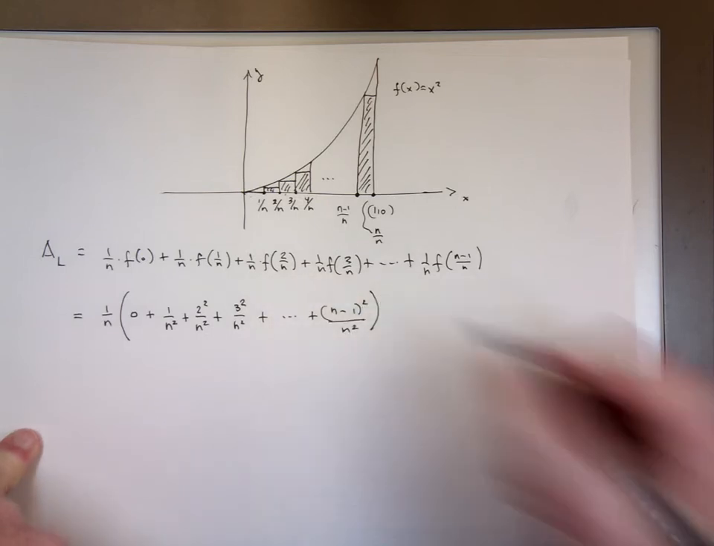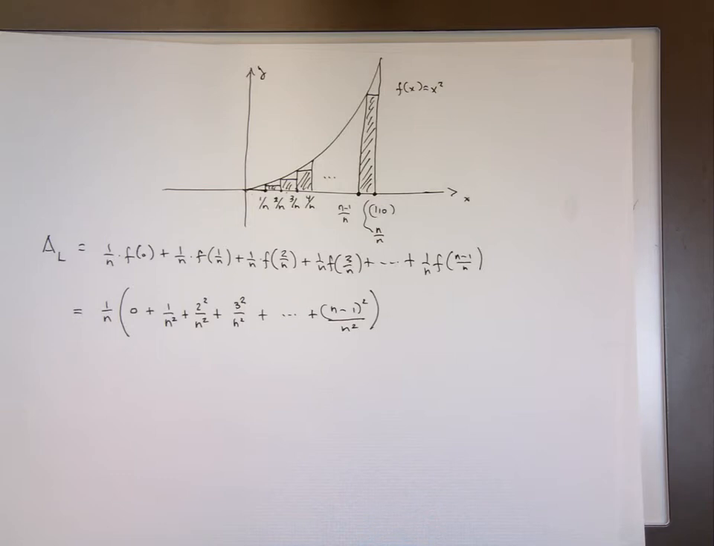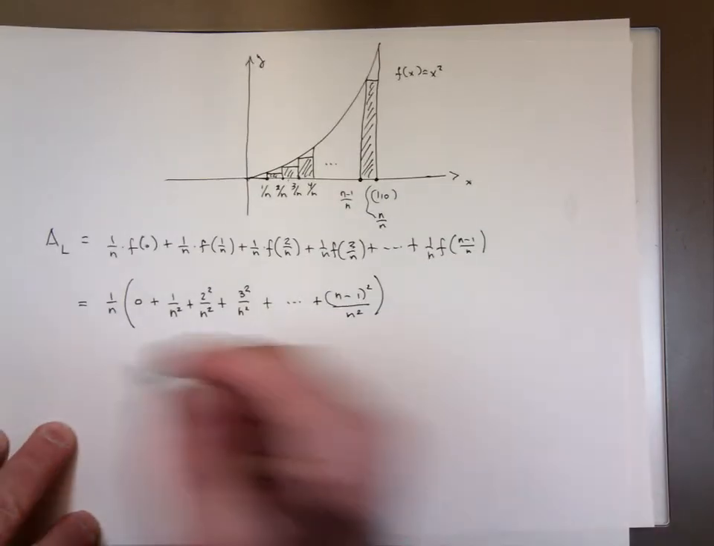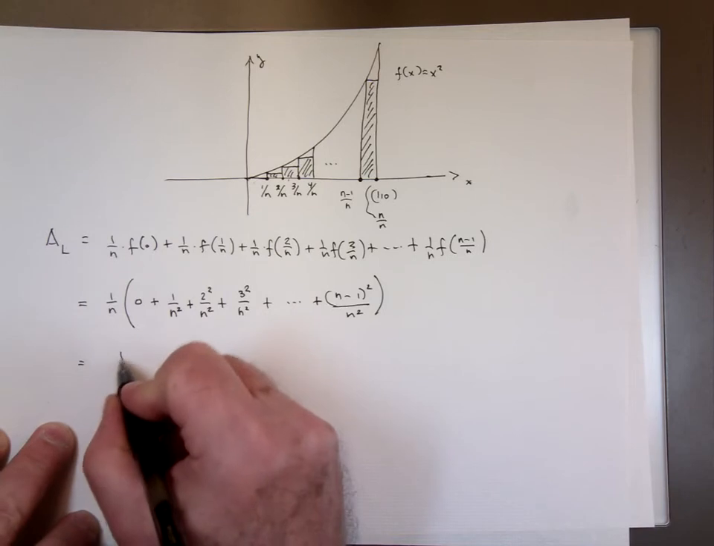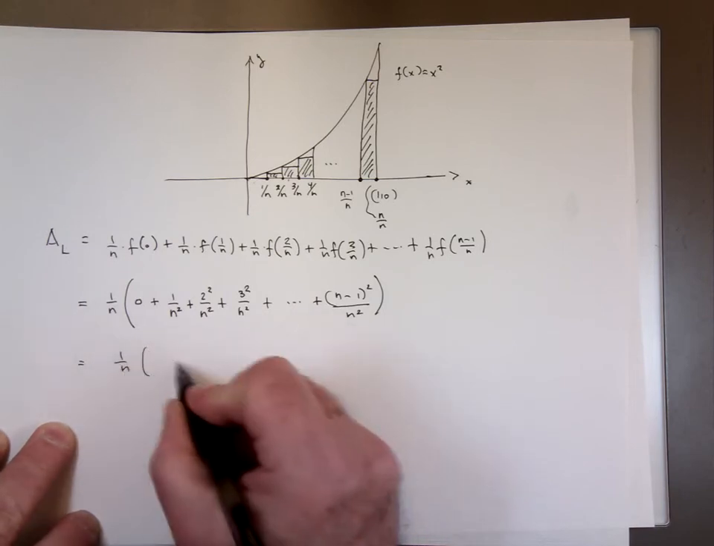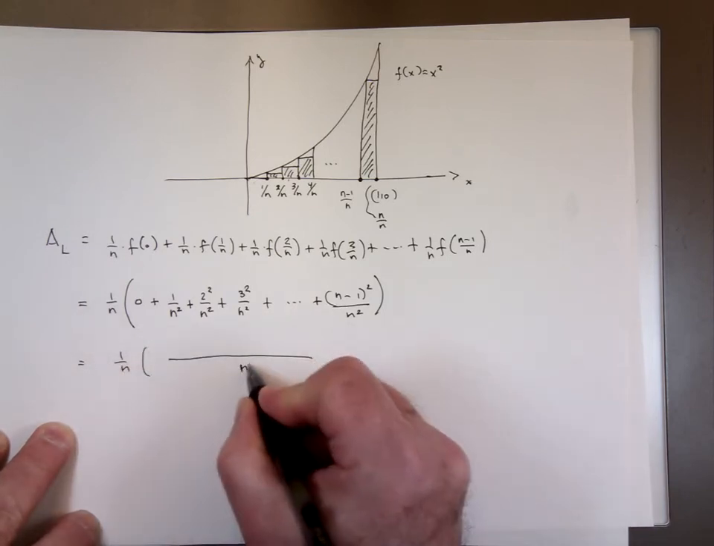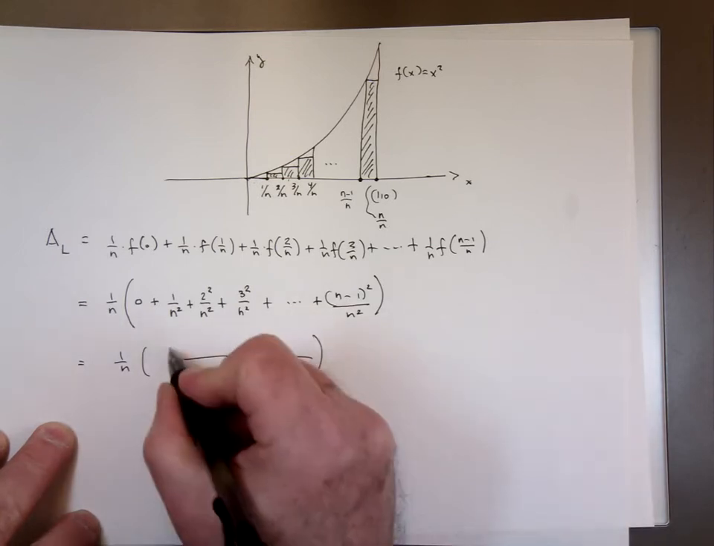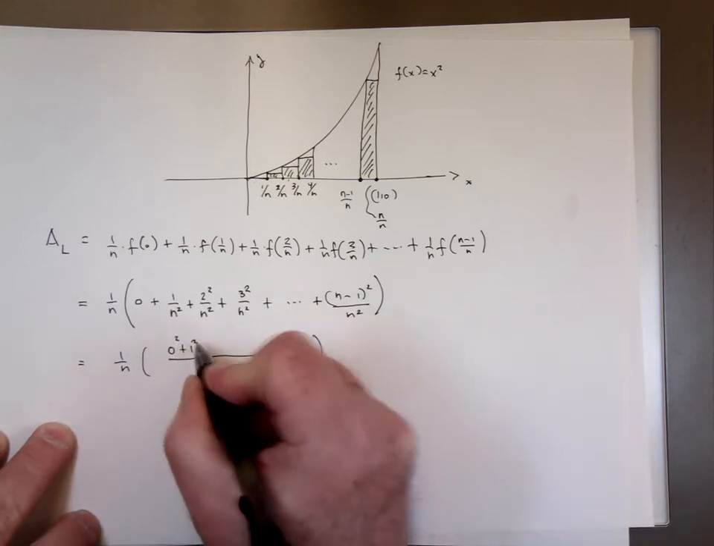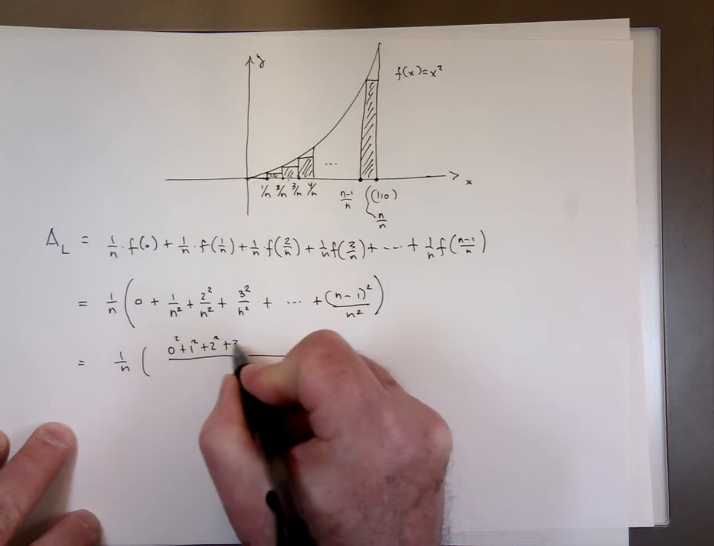Okay? How are we doing? Nice. That's equal to 1 over n times. I'm going to put everything over n squared. And I'm going to have 0 squared plus 1 squared plus 2 squared plus 3 squared plus n minus 1 squared.